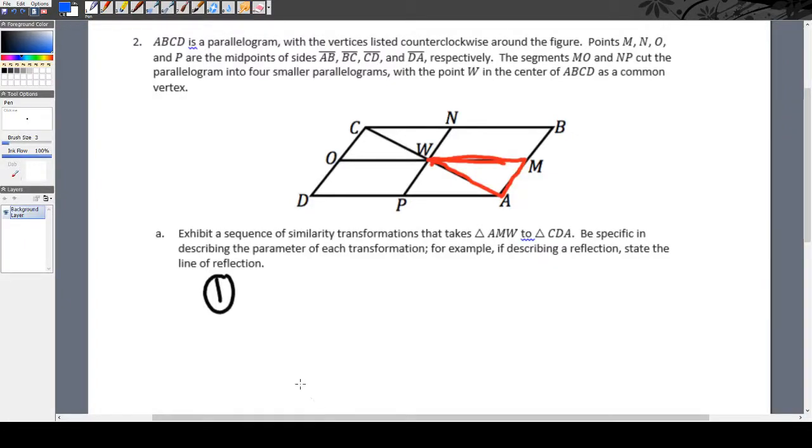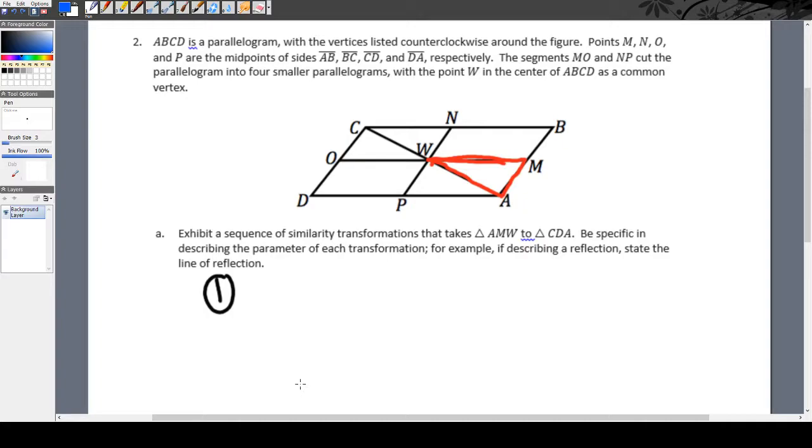Hello again. This time I'm going to answer question 2 on part 2 of the study guide for Mid-Mod 2. Question 2 goes as follows. ABCD is a parallelogram with the vertices listed counterclockwise around the figure. Points M, N, O, P are the midpoints of sides AB, BC, CD, and DA, respectively.